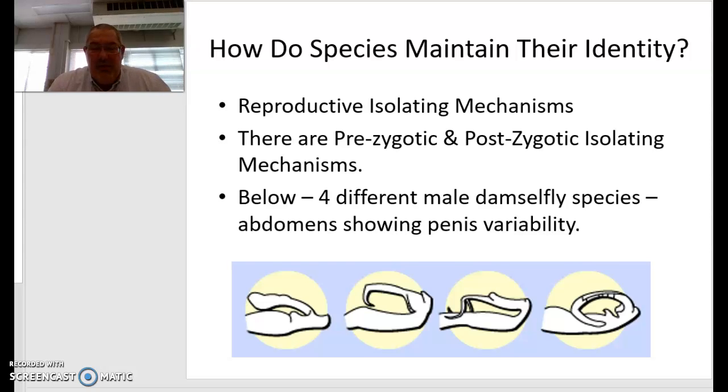The four different damselfly penises illustrate mechanical isolation. Each male has developed a penis that will fit precisely within the vagina that also has a very specific shape within the female. So, mechanical isolation involves a specific shape of the male genitalia that will fit a specific shape of the female genitalia. And if the shapes do not fit, then sperm transfer is impossible. And mechanical isolation is often very important in a phylum of animals that are called arthropods.